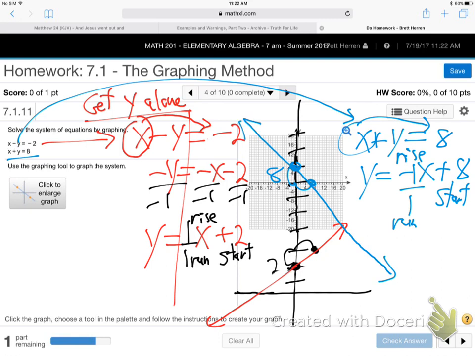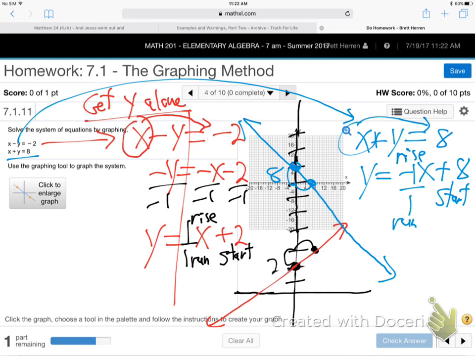There we go. Everybody good with that? Are we good? Makes sense how I get the blue line? So start it up 8, and then the slope, there's a minus in front, so 1 over 1, so down 1 over 1. Okay, connect the dots.